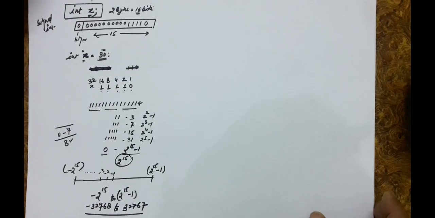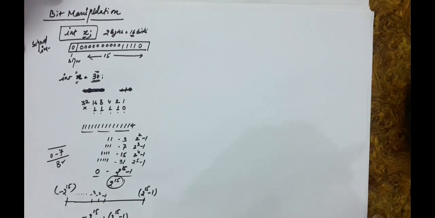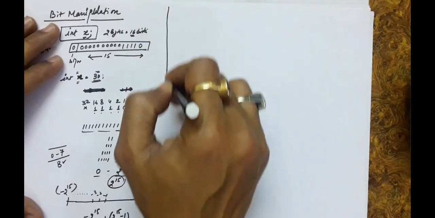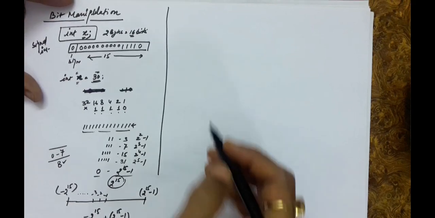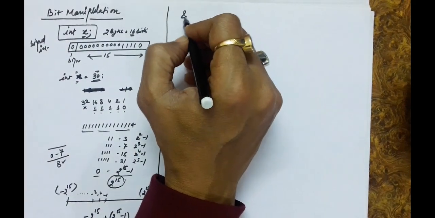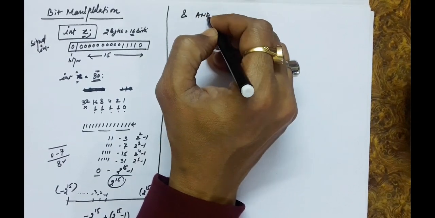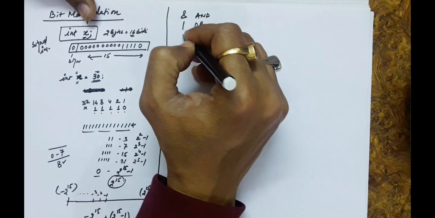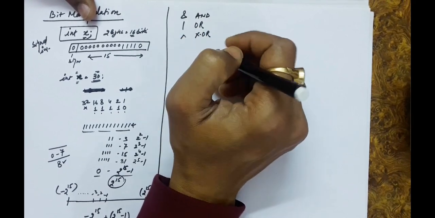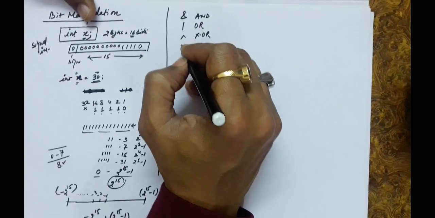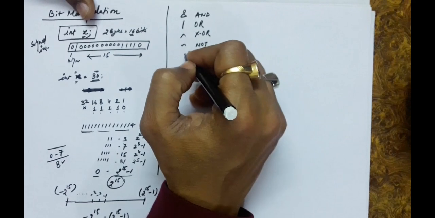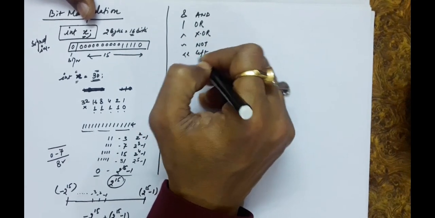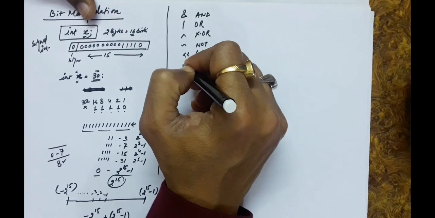Now, having understood how the numbers are represented in memory, let us look at what bitwise operations are possible. The way we have arithmetic operators, logical operators, and relational operators, we have bitwise operators also. Those bitwise operators are AND, OR, XOR, which is exclusive OR, NOT, left shift and right shift.